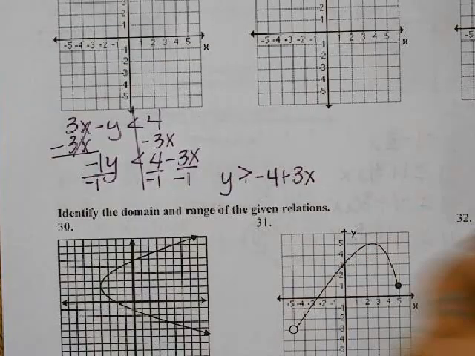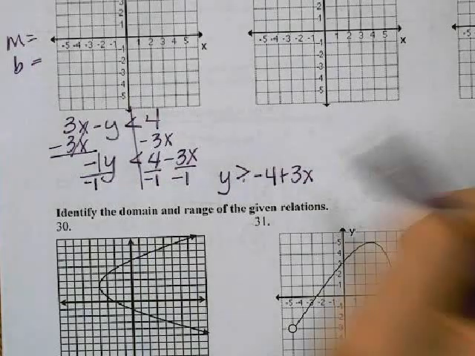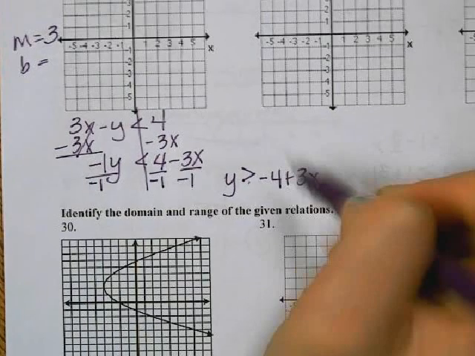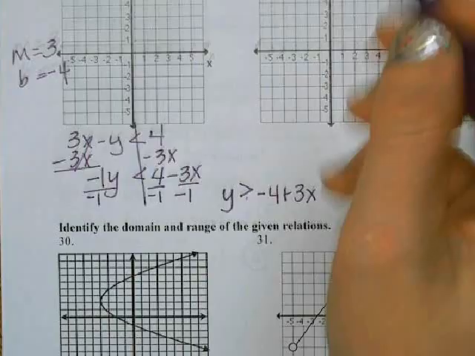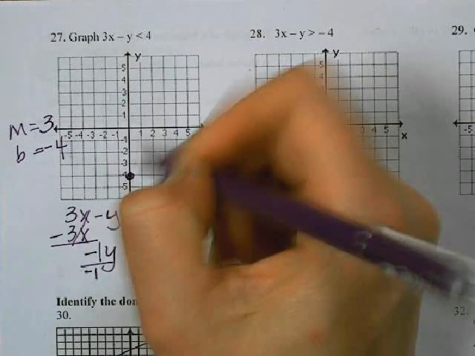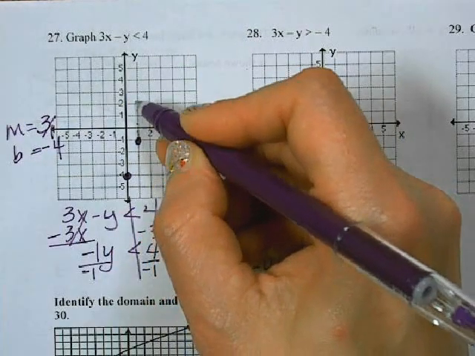So on this problem, m and b: m is going to be 3. b is going to be negative 4. So begin at negative 4 and move 3 over 1. Up 3 over 1.